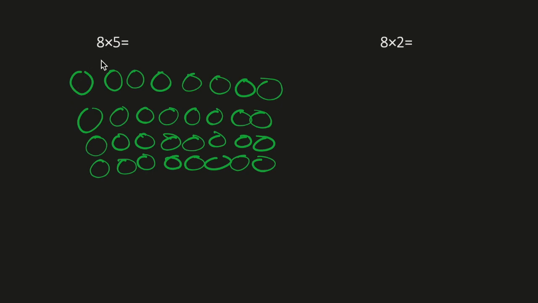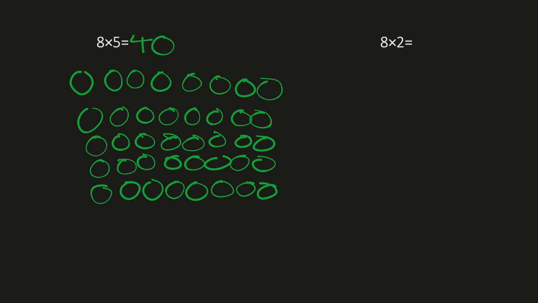Now we have 8 times 5 because there's 8 rows of 5. We can count them. So we can go 1, 2, 3, 4, 5, 6, 7, 8, 9, 10, 11, 12, 13, 14, 15, 16, 17, 18, 19, 20, 21, 22, 23, 24, 25, 26, 27, 28, 29, 30, 31, 32. So I just realized that I only did 4 rows instead of 5. So since we know this is 32, we can go 33, 34, 35, 36, 37, 38, 39, 40. So we know that 8 times 5 is equal to 40.